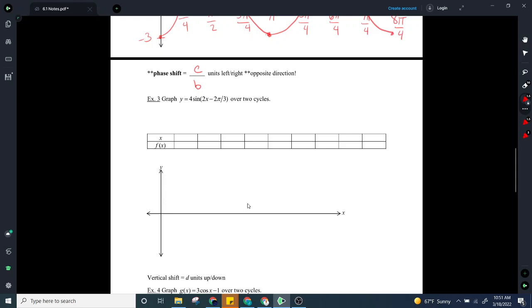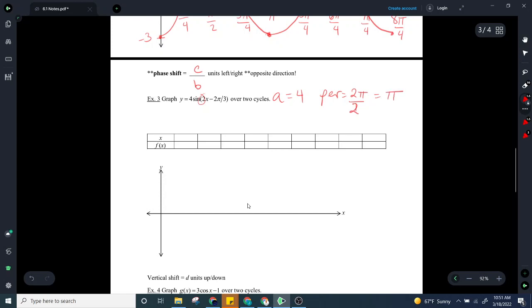Let's go through and identify the amplitude and the period just like we've been doing. So A, let's do the A value. A is 4 in this example. The period, remember it's 2 pi over B. So in this case, B is the 2. So 2 pi over 2. So the period is just pi.